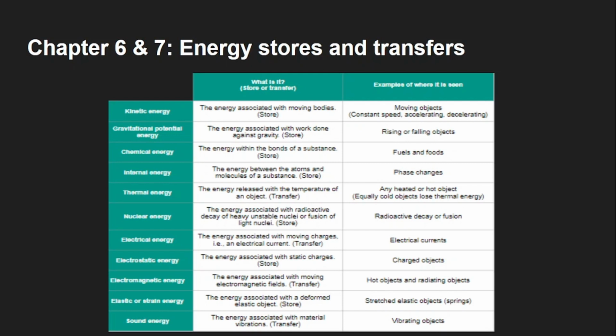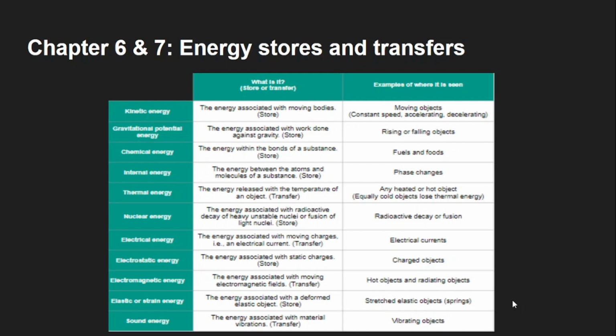So you've got stretched elastic objects, a classic example being springs, which is a good case where this type of energy is seen. And finally, you have sound energy, which is associated with material vibrations. As again, we will see in the chapter on sound. Sound is waves passing because of the vibrations in objects. So that's the example, saying that it's within vibrating objects.